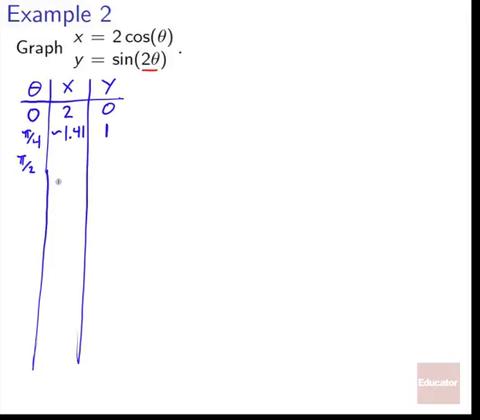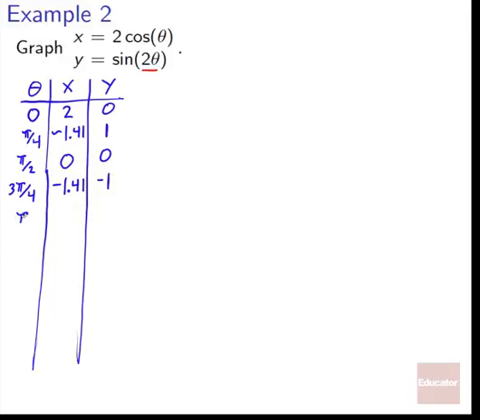We plug in pi over 2. Pi over 2 into 2 cosine theta is going to come out as 0. Pi over 2 into sine of 2 theta is going to come out as sine of pi, so we get 0 here as well. Next up, 3 pi over 4. Plug in 3 pi over 4 for 2 times cosine theta. That's now going to get us a negative value, around negative 1.41. For 3 pi over 4 into 2 theta, that gets us 3 pi over 2. 3 pi over 2 is now on the bottom of the unit circle, so it's pointing down, so that gets us a negative 1 in here.